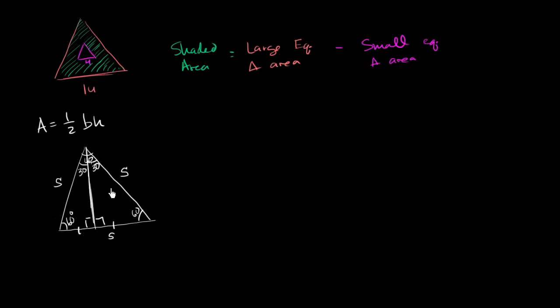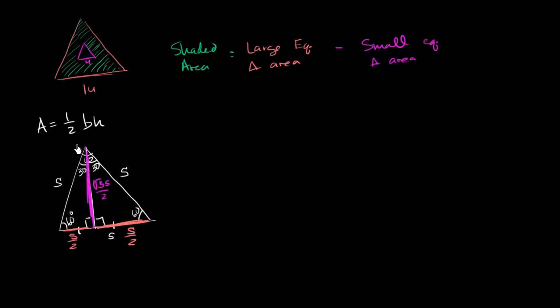If this is S, and I've just split this in two, this orange section right over here is going to be S over 2. This is also going to be S over 2 right over here. They obviously add up to S. And then we know from 30, 60, 90 triangles that the side opposite the 60-degree side is square root of 3 times the shortest side. So this altitude right over here is going to be square root of 3 S over 2.